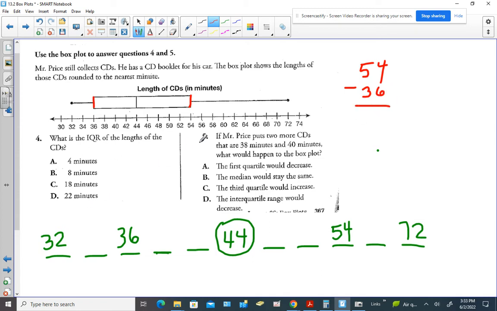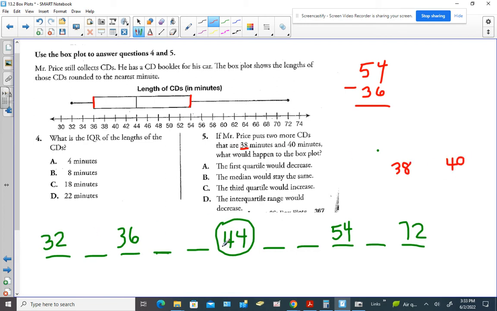Now number 5 is a little bit trickier because it says if Mr. Price puts two more CDs that are 38 minutes and 40 minutes, what would happen to the box plot? And they give us these choices. So I thought what I would do, let me write these numbers down somewhere else. Let's put it here, 38 and 40.